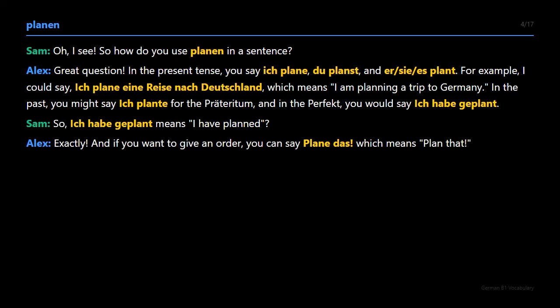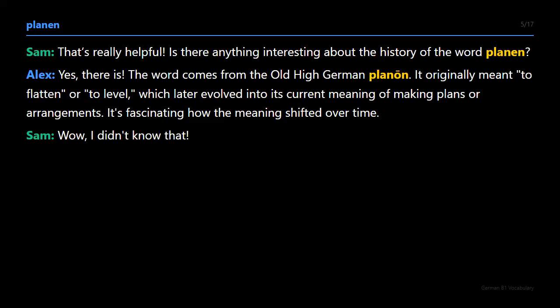That's really helpful. Is there anything interesting about the history of the word planen? Yes, there is. The word comes from the Old High German plan. It originally meant to flatten or to level, which later evolved into its current meaning of making plans or arrangements. It's fascinating how the meaning shifted over time. Wow, I didn't know that.